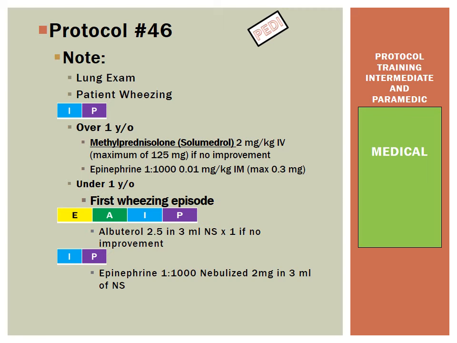Now, if that patient is under 1 year old and this is their first wheezing episode, of course, the albuterol 2.5 and 3 mLs normal saline times 1 will be administered by all provider levels. And if no improvement, the INP level can administer epinephrine at 1 to 1,000 nebulized, 2 milligrams of 1 to 1,000 in 3 mLs of normal saline.